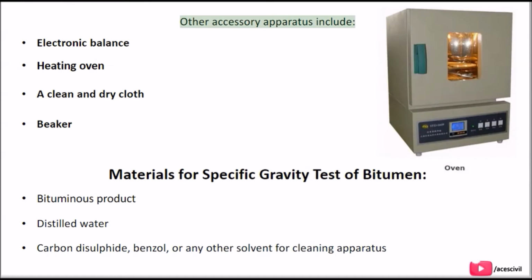Other accessory apparatus include an electronic balance, heating oven, a clean and dry cloth, and a beaker. Materials for the specific gravity test of bitumen: bituminous product, distilled water, carbon disulfide, benzol, or any other solvent for cleaning apparatus.